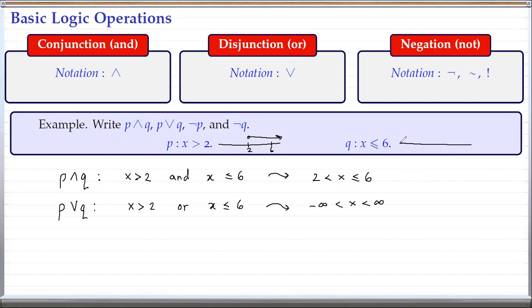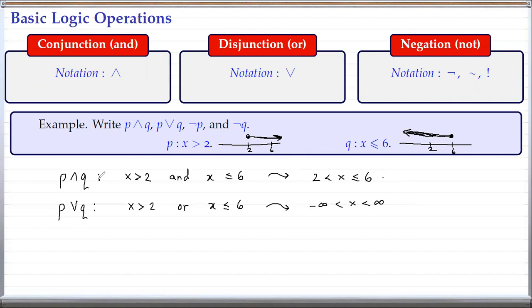And x less than or equal to 6, I have 2 here, 6 here, will give us these numbers. So when I say P and Q, x greater than 2 and x less than or equal to 6, only the numbers that satisfy both of these conditions. The first one is just this part and the second one is that part. So the numbers that satisfy both are the numbers between 2 and 6, including 6.